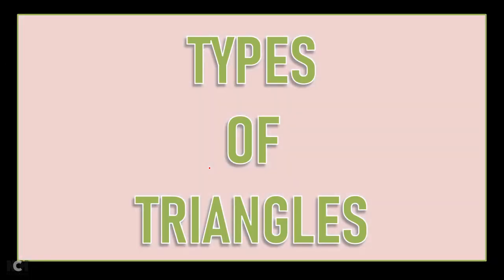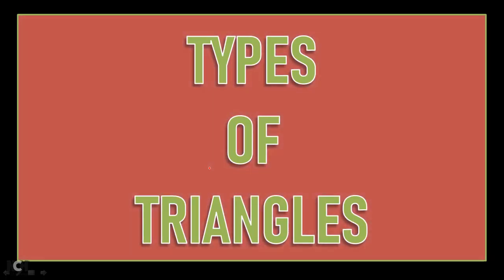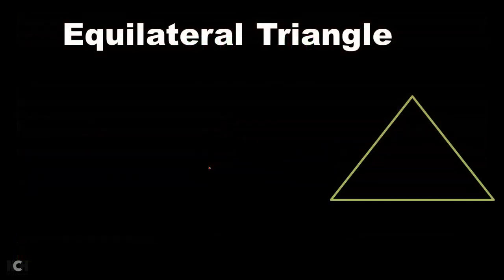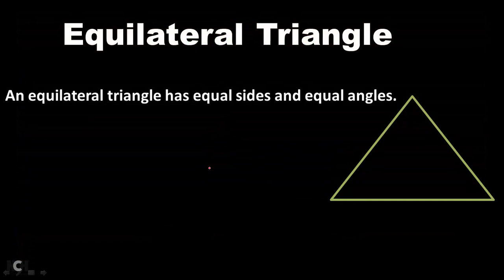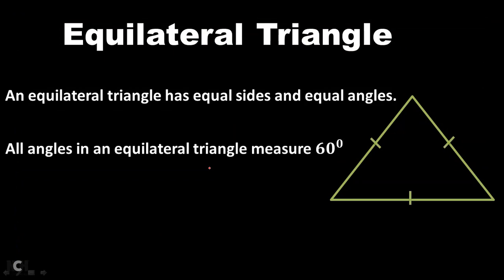Now let's take a look at the types of triangles. We have the first one, equilateral triangle. Equilateral triangle has equal sides and equal angles. So since it has equal sides and equal angles, it means that all angles in an equilateral triangle will measure 60 degrees. Why?